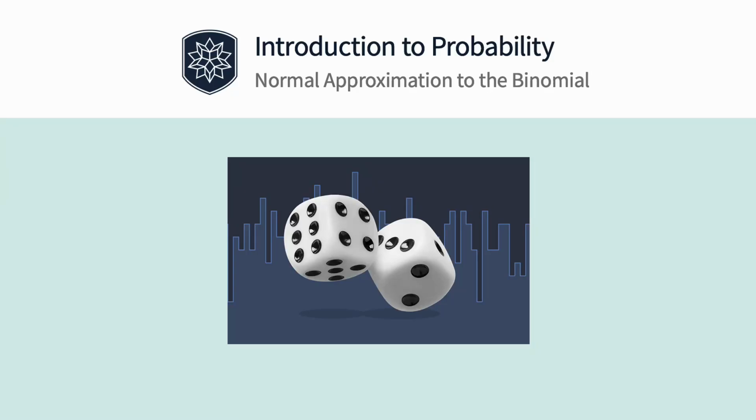Hello, and welcome to lesson 24 of this Introduction to Probability of Wolfram. The topic for this lesson is the normal approximation to the binomial.